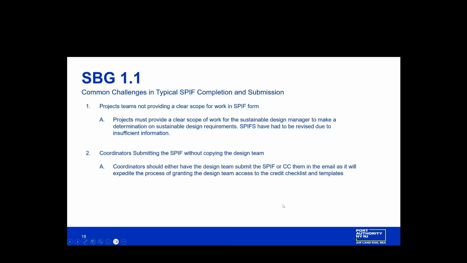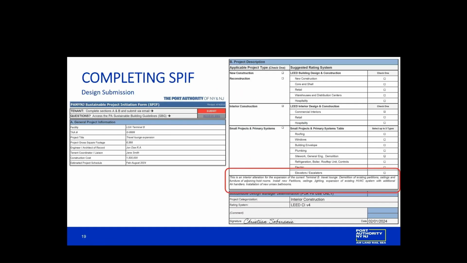Next slide, please. So this is an example of the different sections in the SPIFs. To the left, we start with section 1, which is the project information. So we do require that you fill it out to its completion, letting us know what is the facility, the TAA number, the project title, the project gross square footage, engineer or architect of record, who the tenant coordinator is, construction cost, estimated schedule.